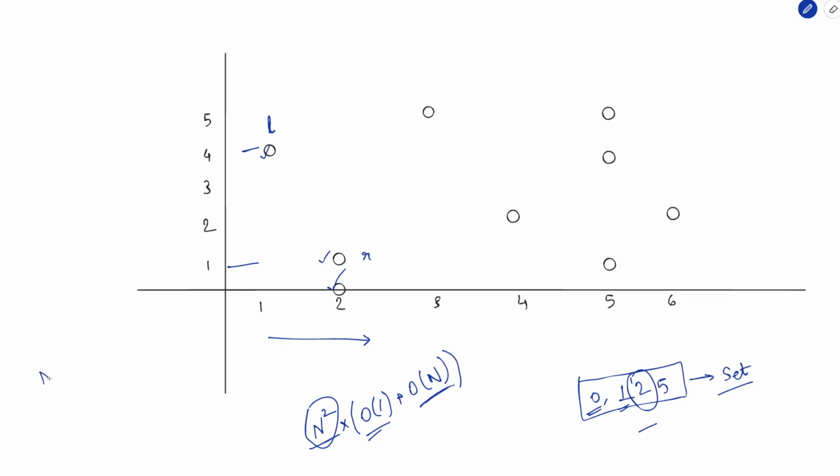So there are total n possible values of L. For each of these L, you will be trying out every R. So there are n R, and for each R, what you are doing, you are first checking whether this L and this R are in the top left and bottom right. So for that you will take order 1 time, right?